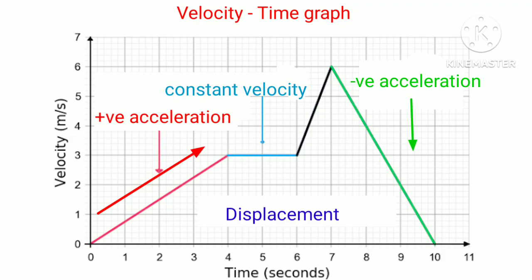Positive slope indicates the object is speeding up, accelerating, in the positive direction. Negative slope indicates the object is speeding up, accelerating, in the negative direction. Zero slope indicates the object is moving at a constant velocity. The area between the graph and the time axis represents change in displacement, change in position. The velocity time graph intersects the time axis when the object's velocity is zero. The derivative of the velocity time graph gives the acceleration time graph.